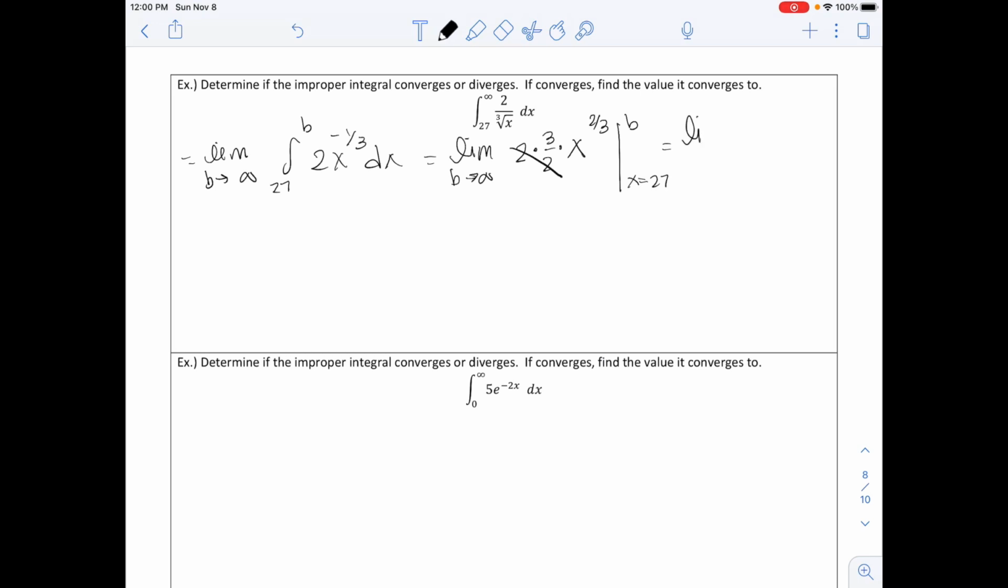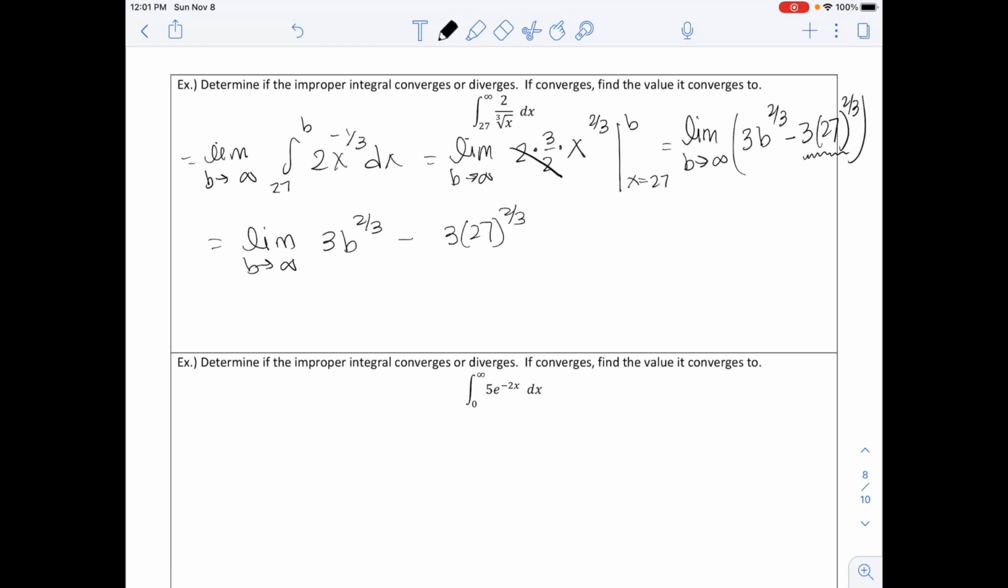I am going to evaluate my limit in just a minute, but I first need to evaluate this from my upper limit of integration to my lower limit of integration. And so that upper limit of integration is 3. It's going to be b to the 2/3 minus 3 times 27 to the 2/3. And again, this second term that we have is just our constant. But when I substitute this in, you will notice that I'm going to have the limit of b as it approaches infinity of 3b to the 2/3 minus, and then we have 3 times 27 to the 2/3, which again, this is just a constant.